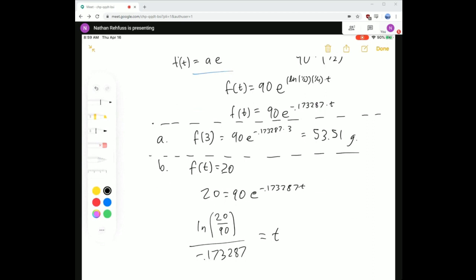First, you want to divide by the 90. Then you want to take the natural log to get rid of the e. And then you want to divide by k. It's always the same steps to get to t at this point. So not much trouble to that. So I'm going to divide that by this negative number. Now, natural log of 20 over 90 is negative, and the denominator is negative as well. So I'm going to end up with a positive answer, and hey, what do you know?